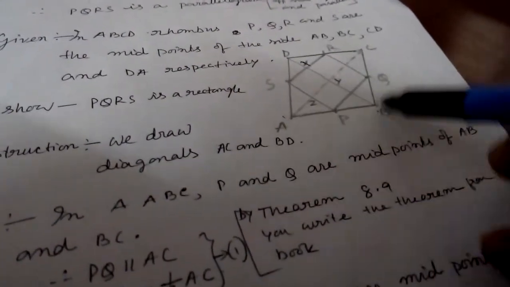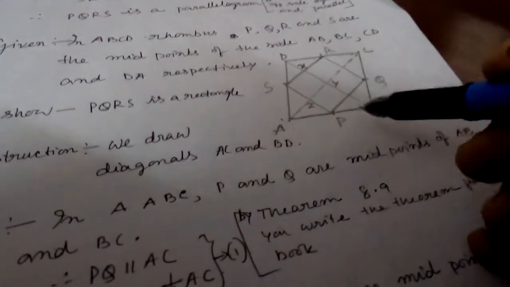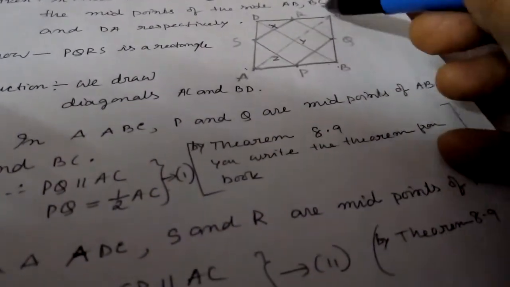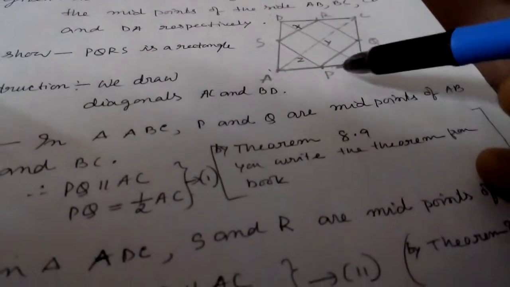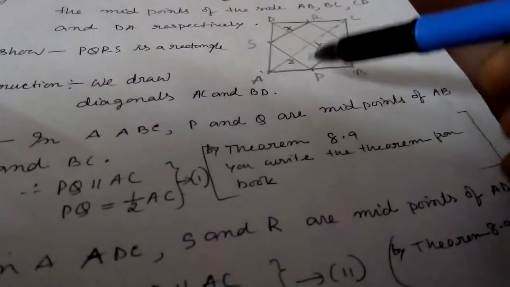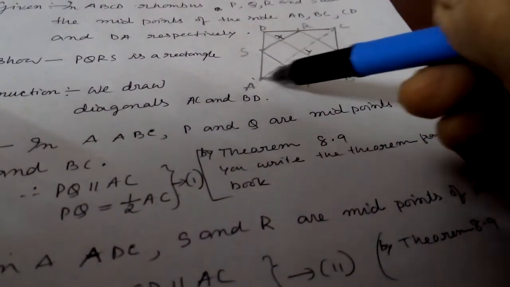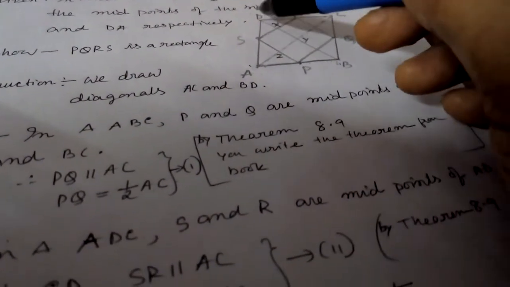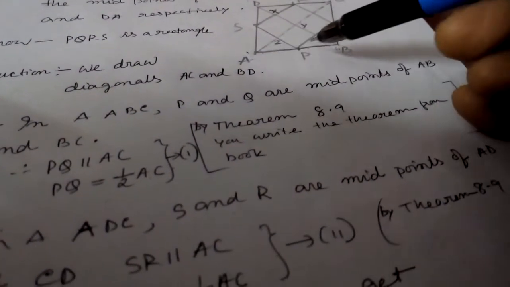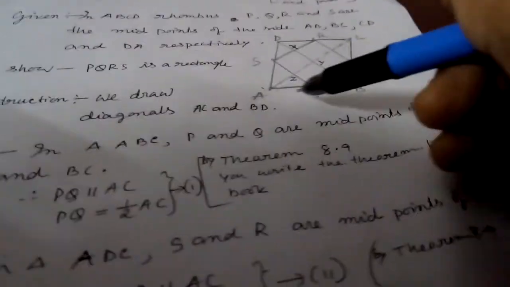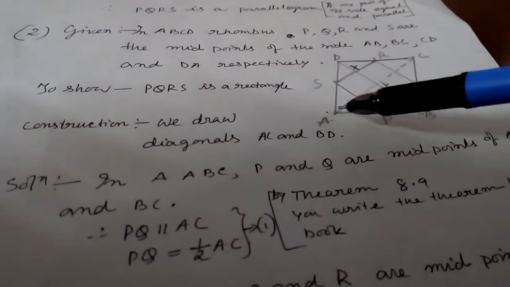Given ABCD is a rhombus. You know what a rhombus is? A parallelogram where all sides are of equal measure. So ABCD is a rhombus, and P, Q, R, S are the midpoints of AB, BC, CD, DA. We have to prove that PQRS is a rectangle. Now construction: we draw AC and BD.